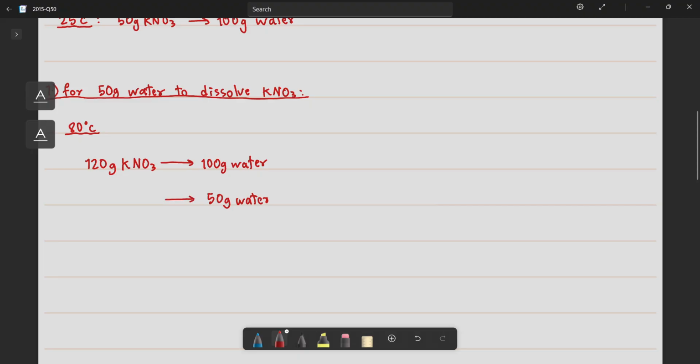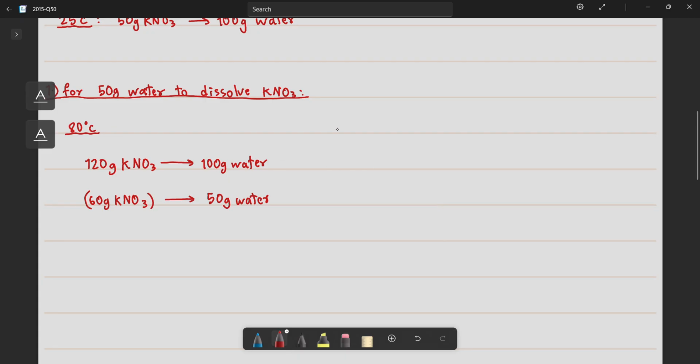Okay, so now to find out, as I've said, this is a ratio. We have a fixed ratio over here and we need to find the amount of potassium nitrate. So you can simply cross multiply: 50 gram of water divided by 100 gram of water multiplied by 120 gram of potassium nitrate. This will give me 60 gram of potassium nitrate. So now this is the missing value I found out. 60 gram of potassium nitrate can dissolve in 50 gram of water at a given temperature, 80 degrees Celsius.